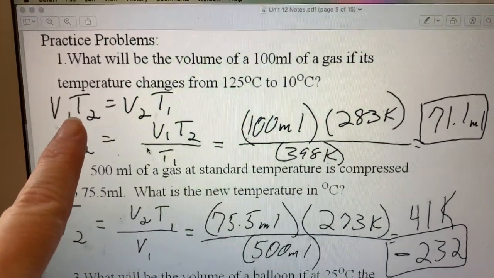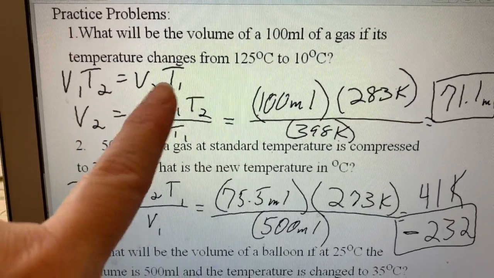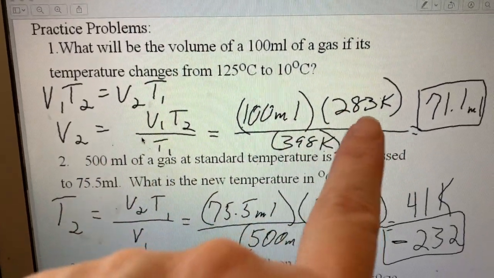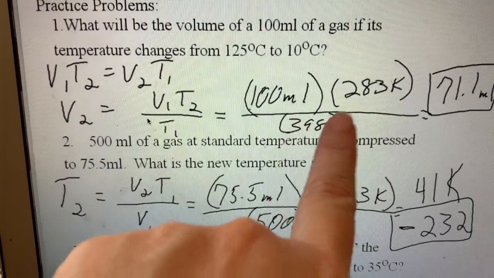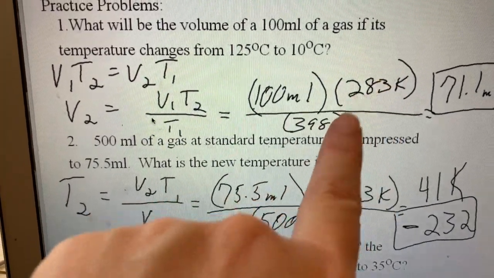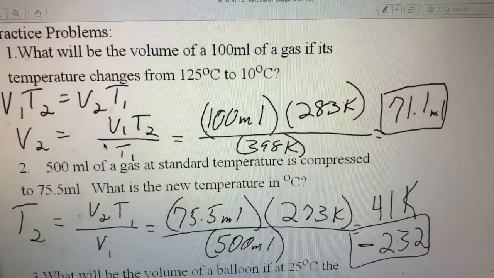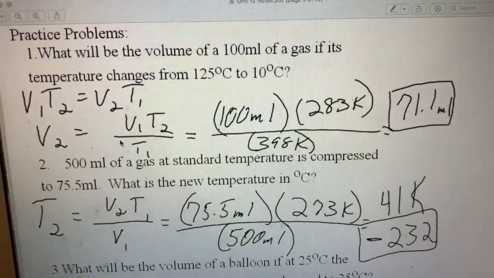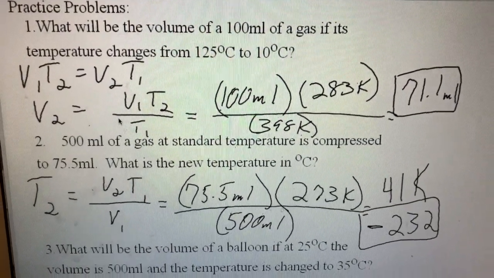Again, here's my Charles's law equation. V1 T2 is equal to V2 T1. I like to do my algebra first. I then plug my numbers in, remembering that I must change my Celsius temperatures to Kelvin. You have to do that for gas law problems. When you plug all of that in, you should get about 71 milliliters. We started at 100. We predicted it would go down, so that makes sense.